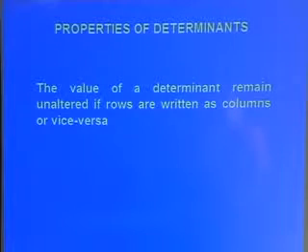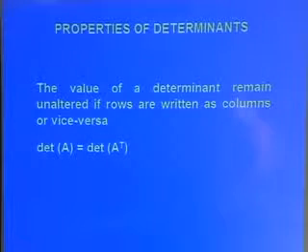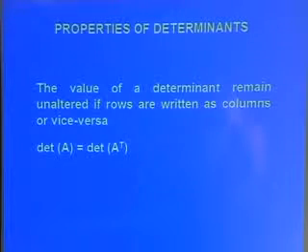Now, the value of a determinant remains unaltered if rows are written as columns or vice versa, because all the properties which we have discussed so far are applicable to rows as well as to columns. With this we have another property, that the determinant of A is equal to the determinant of A transpose, because the transpose of A is obtained from the matrix A by writing rows as columns. That is why determinant A is equal to determinant of A transpose.